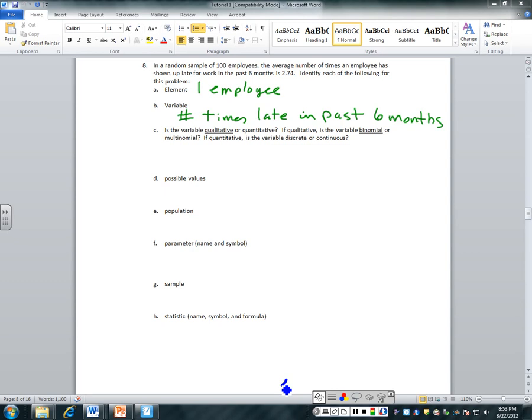Well, anyway, in this problem, number of times late in the past 6 months, that is quantitative, and it's discrete, because you're just counting the number of times. It's not how long late they were. It's just whether or not they were late. So you count one time late, two times late, three times late, and so on. And that is a quantitative discrete variable. So it could be 0, 1, 2, 3, 4, on up to, in the past 6 months, I guess, about 120-something work days, assuming about 20 or so work days a week, so maybe it could be a little higher than that.